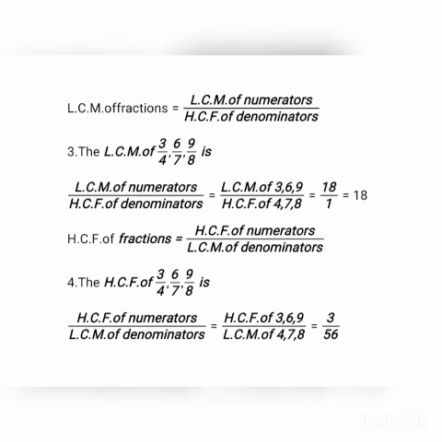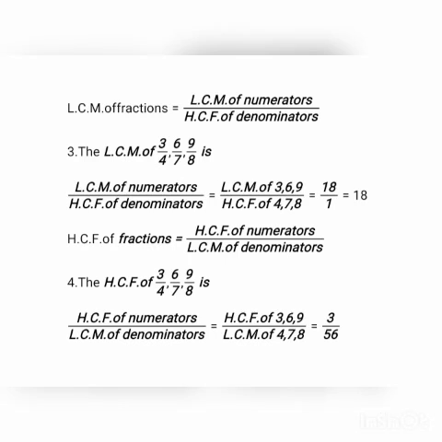The application of this formula is the LCM of 3/4, 6/7 and 9/8 is LCM of numerators, that is LCM of 3, 6, 9 by HCF of denominators, that is HCF of 4, 7, 8. Now LCM of 3, 6 and 9 is 18 and HCF of 4, 7 and 8 is 1. Therefore, the LCM of 3/4, 6/7 and 9/8 is simply 18.